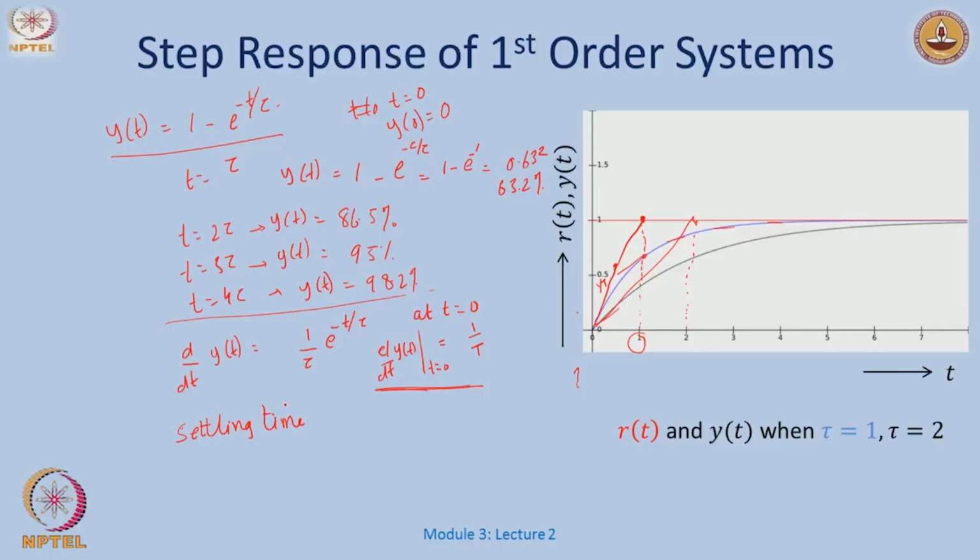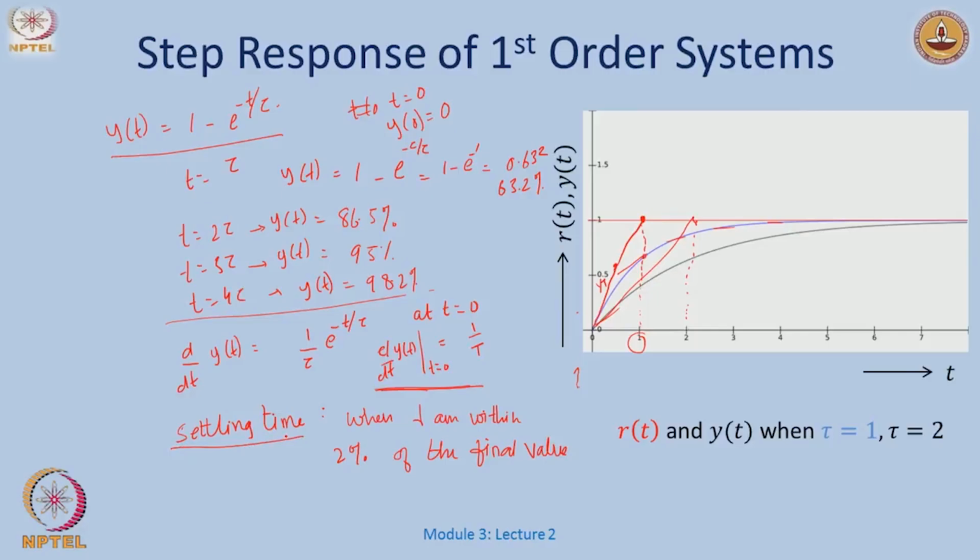I would say that my system has actually reached the steady state when I am within 2% of the final value. Right. So if I reach 0.98, for example after 4 time constants, then I say that my system has actually reached a steady state. This will be very useful for analysis purposes, this definition of settling time, right.